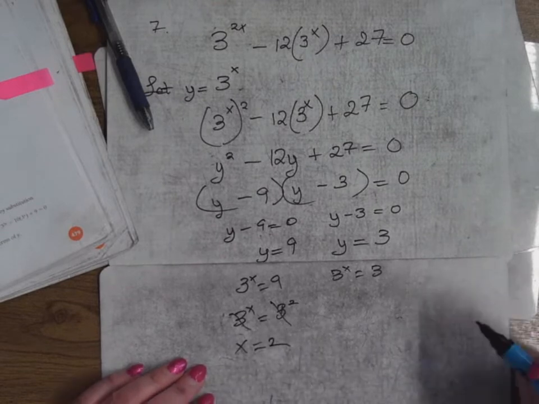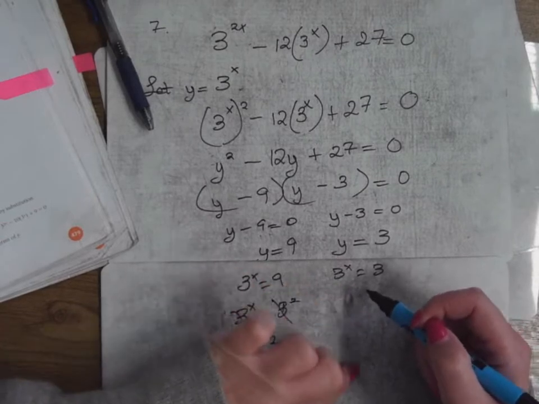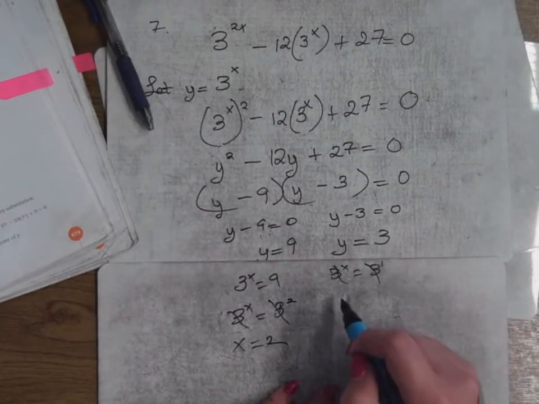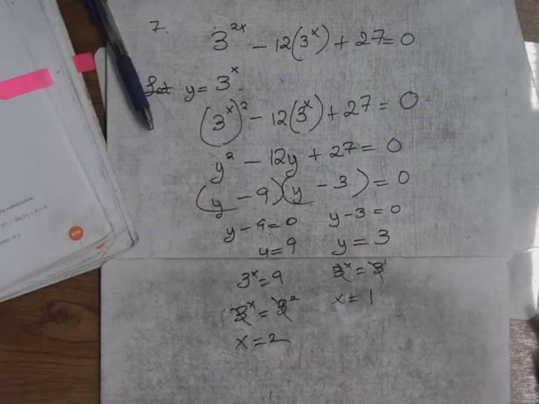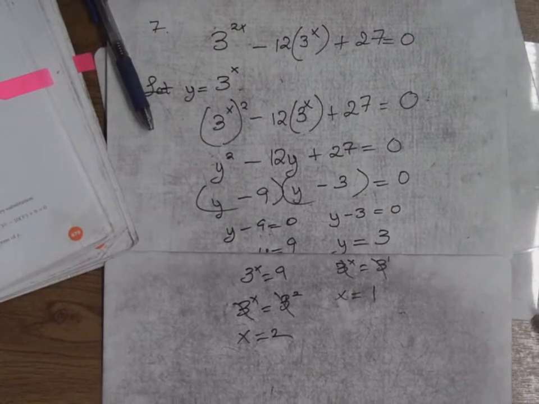And over here I have 3 to the power of x equals 3. I just need 3 on its own, which is 3 to the power of 1. Knock off the 3's and you get x equals 1. We good? Right, number 8 is the exact same.